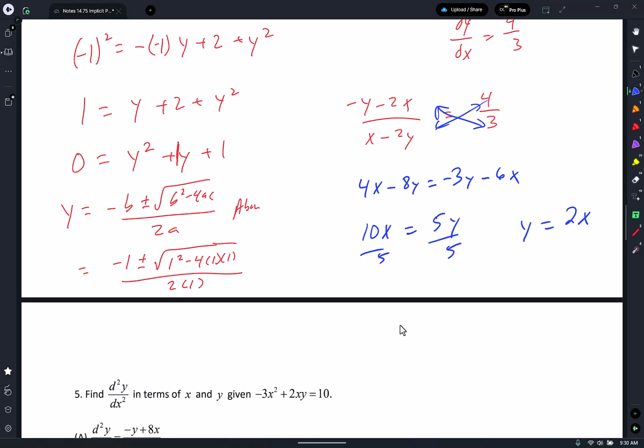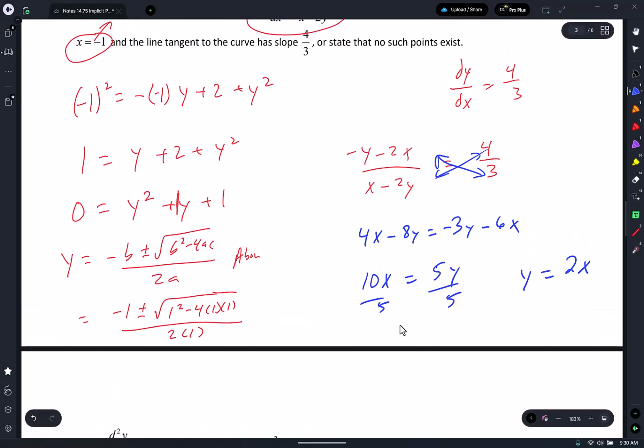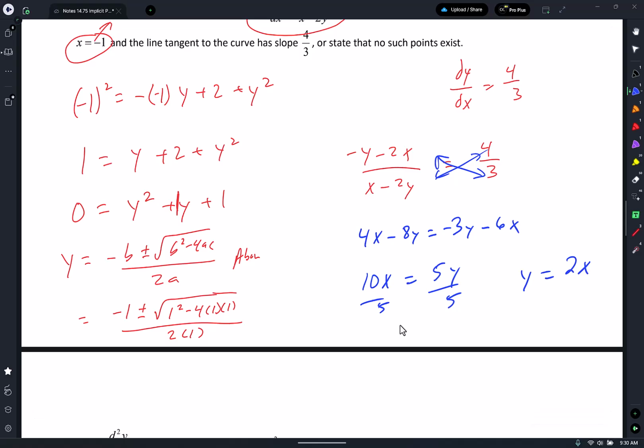All right, so let's not be robots anymore. Let me see if I can explain this clearly. The only way you're going to get dy/dx to be 4/3 is if my y value is twice my x. Does that make sense? You see how I got y equals 2x? So as long as I make my y value 2 times bigger than x, when I plug them in here, it's going to equal 4/3.